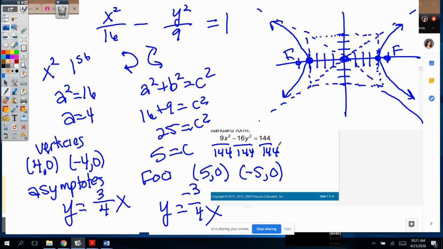Okay, so a lot of it is like ellipses with the addition of these asymptotes, a different equation to find c, and a box instead of the ellipse.